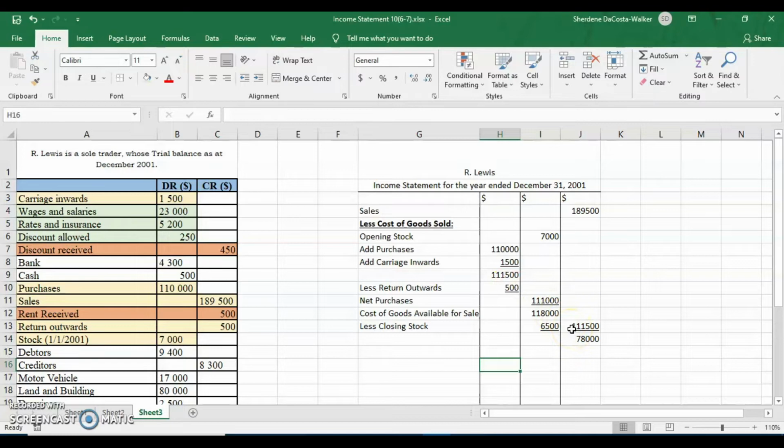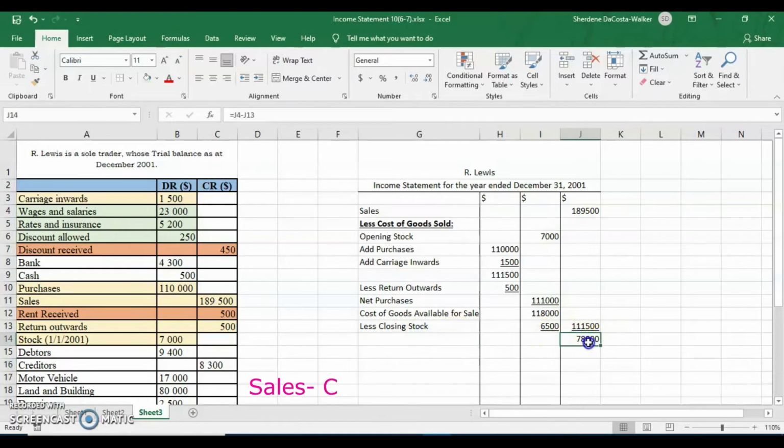So each of them you're finding things, but you use the words at the beginning to help you. So for example, add carriage inwards. So that's why we added the carriage inwards. It says less return outwards. That's why we less it. And then you get your net by doing the less. Then you add what was purchased, what was returned, and we added carriage inwards to get net purchase. You add that figure to your opening stock to get your cost of goods available for sale. Then you less your closing stock.